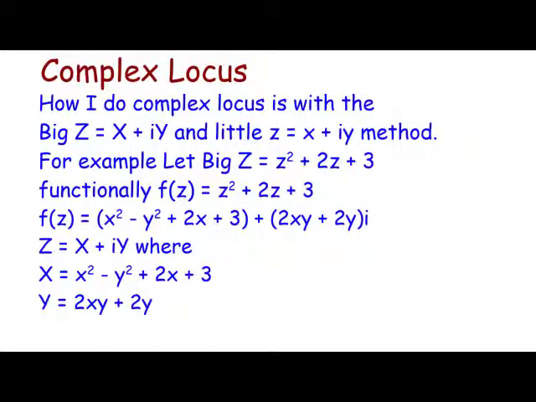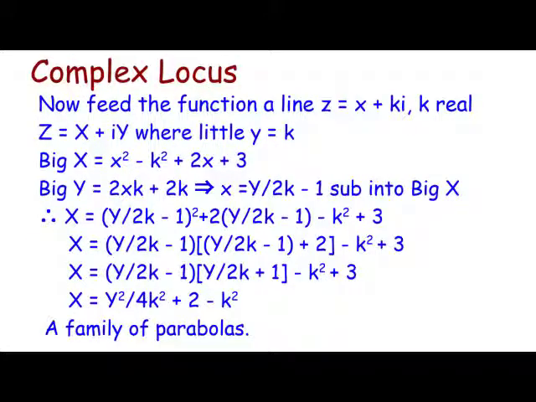So what do we do now? We need to feed this new big complex function a particular constraint. I'm going to feed it a line, x plus ki, where k is real. So I'm going to let little y equal k, and see what happens. Big X is now little x squared minus k squared plus 2 times little x plus 3. Then little x is equal to big Y over 2k, minus 1, and I substitute it into big X, and I end up getting big X equal to big Y squared over 4k squared plus 2 minus k squared, which is a family of parabolas. Let's have a quick look at this.